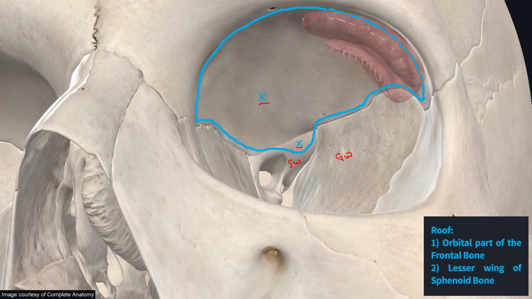Now there's one important landmark you should know in the roof, and this landmark is known as the lacrimal fossa. So it would be situated over here, and this lacrimal fossa hosts the orbital part of the lacrimal gland. So the lacrimal gland is split into two parts, the orbital part and over here our palpebral part. So the orbital part is inside the orbital fossa, which is part of the frontal bone.